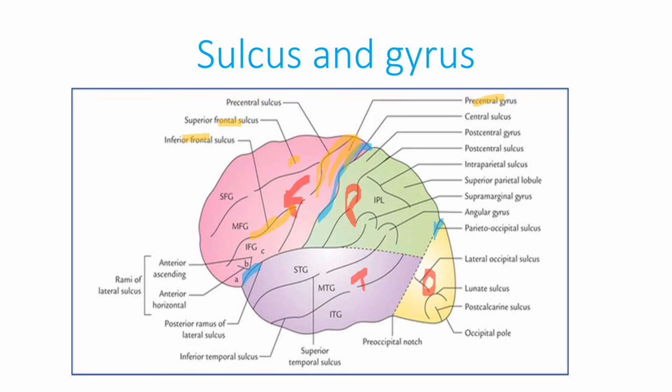Just superior to the superior frontal sulcus is the superior frontal gyrus, then middle frontal gyrus, and inferior is the inferior frontal gyrus. So there are the four gyri: precentral gyrus, superior frontal gyrus, middle frontal gyrus, and inferior frontal gyrus. And three sulci: precentral sulcus, superior frontal sulcus, and inferior frontal sulcus. This is all about the frontal lobe.